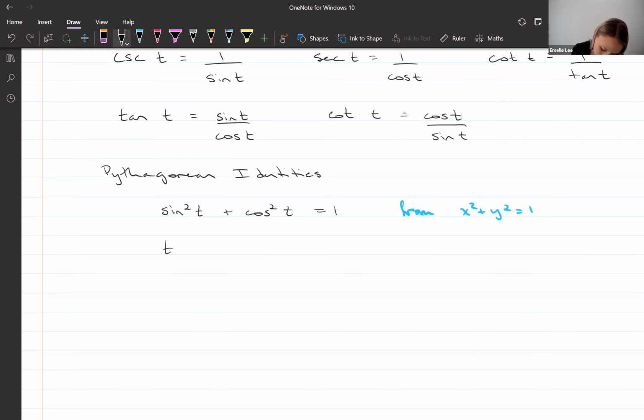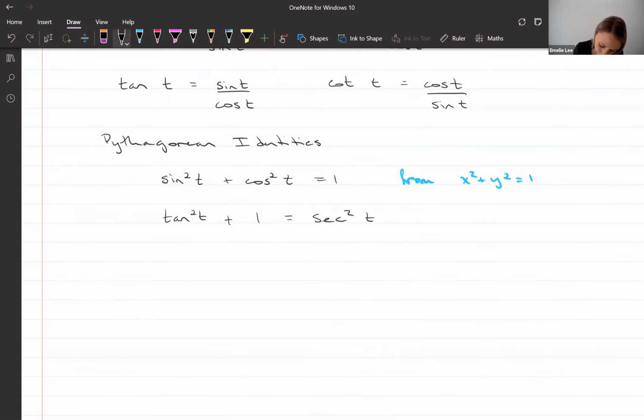Some other identities that we're going to use quite a bit are tan squared t plus 1 is the secant squared t. We don't actually need to know where they came from, because these are being established as identities. There are proofs, of course, some easier than others, but we're allowed to just use them. 1 plus the cotangent squared of t is the same as the cosecant squared of t.